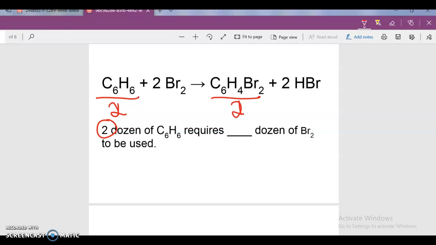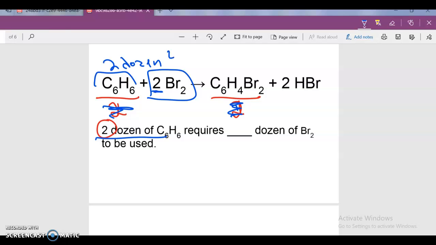Now that's not what the question is. Let's take a look at what the question is actually saying. If I put in 2 dozen of C6H6, it will require how many dozen Br2? How many Br2 am I going to need? Well, for every one of these, I need 2 of these. So every 1 dozen will need 2 dozen. For every 2 dozen, we'll need 4 dozen of these. 4 dozen. The balanced equation tells us what kind of ratio we're looking at.